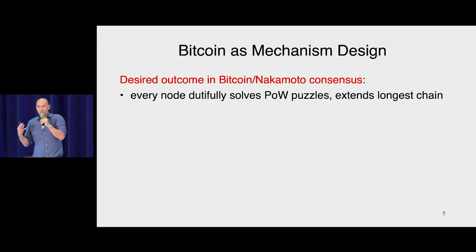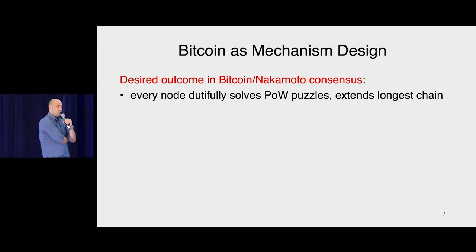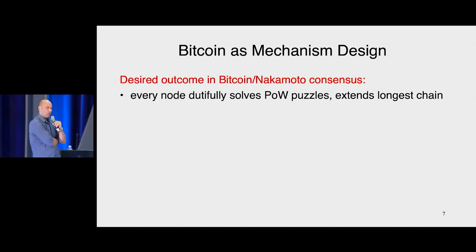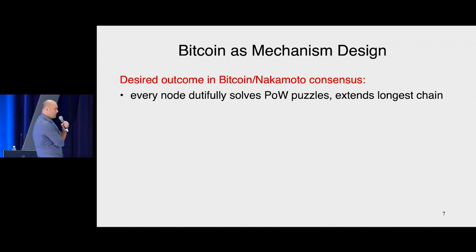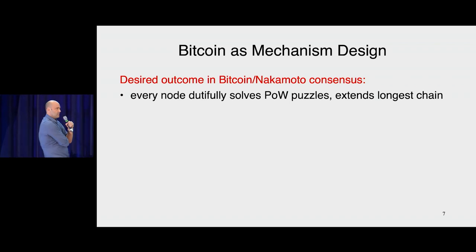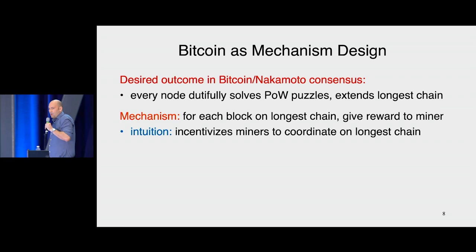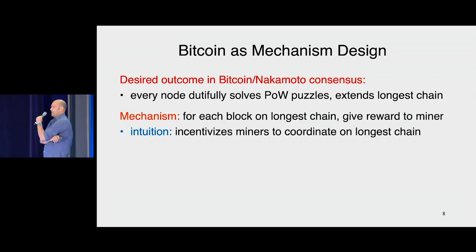So mechanism design would say, let's set up a game, like for example, payments, so that nodes are indeed incentivized to do this. And probably the most straightforward way to do this, and the way it's done in Bitcoin, is just to have a block reward. So if you mine a block, and that block winds up in the longest chain, then you will get some economically meaningful reward. If it doesn't wind up in the longest chain, you get nothing, at least in the Bitcoin protocol. And the intuition, hopefully, is pretty clear, right?